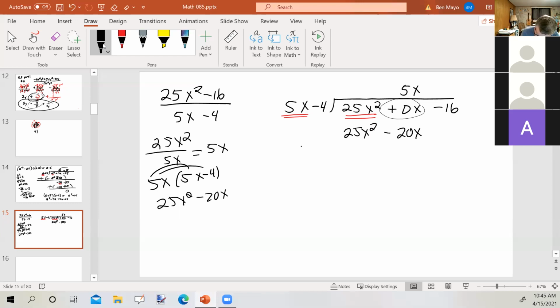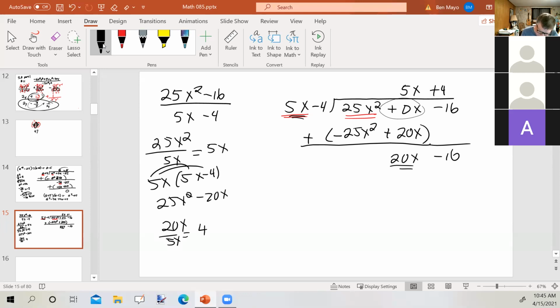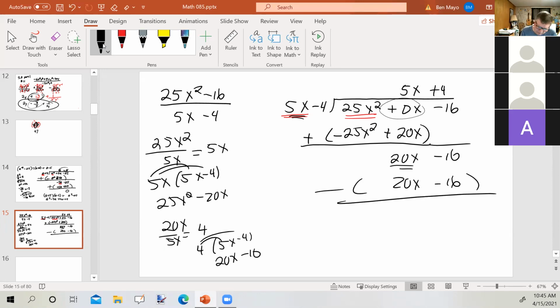So then we're going to subtract that quantity from what's up above, change it to addition of the opposite. We get 0x squared, 20x minus 16. 20x divided by 5x is 4, so plus 4. 4 times 5x minus 4 is 20x minus 16. Subtract that quantity from what's up above, change it to addition of the opposite, and again, it comes out exact with no remainder. That doesn't always happen. It's just that these particular problems have no remainder. Okay.